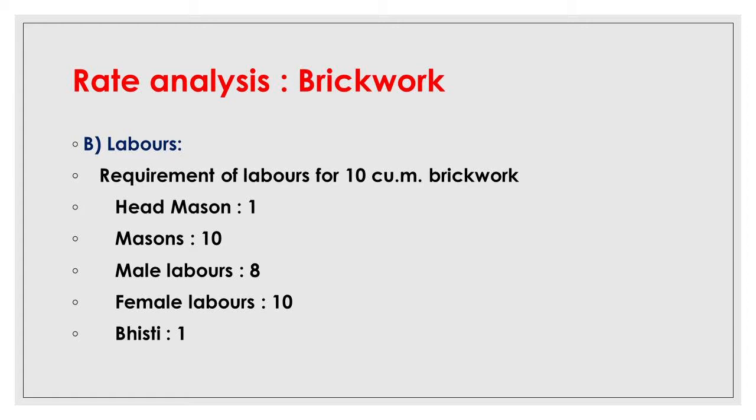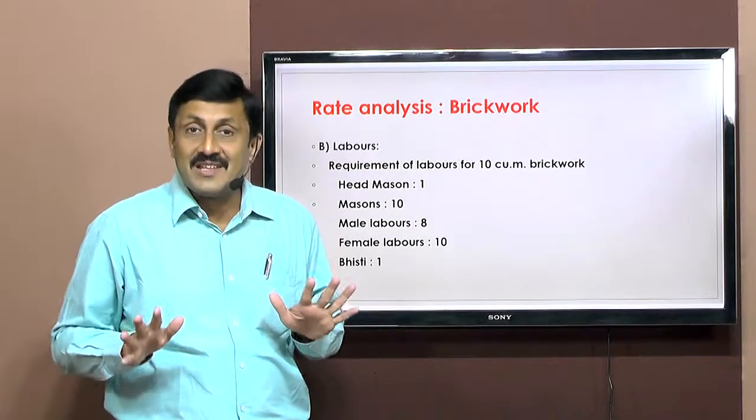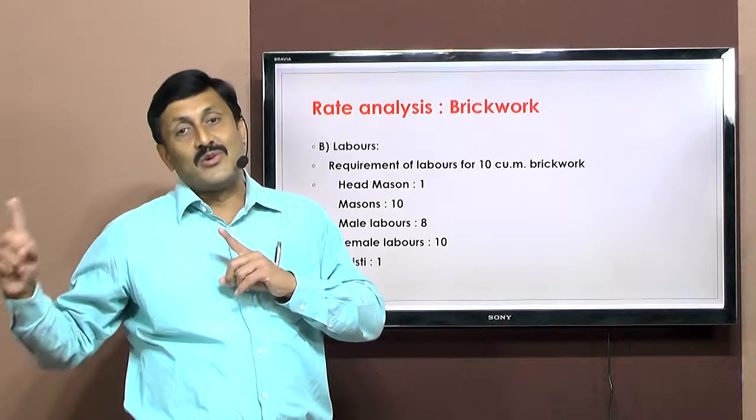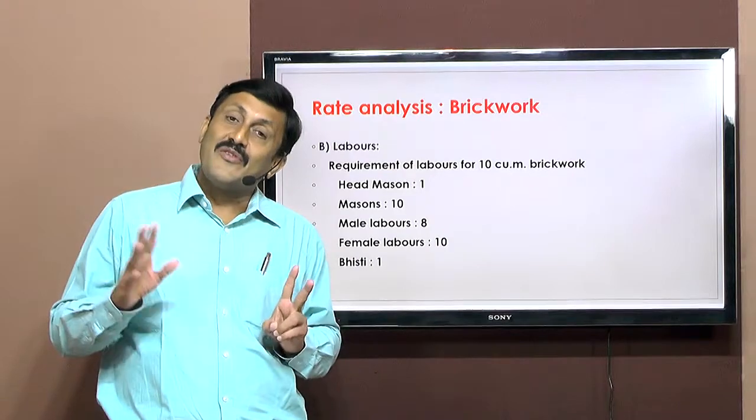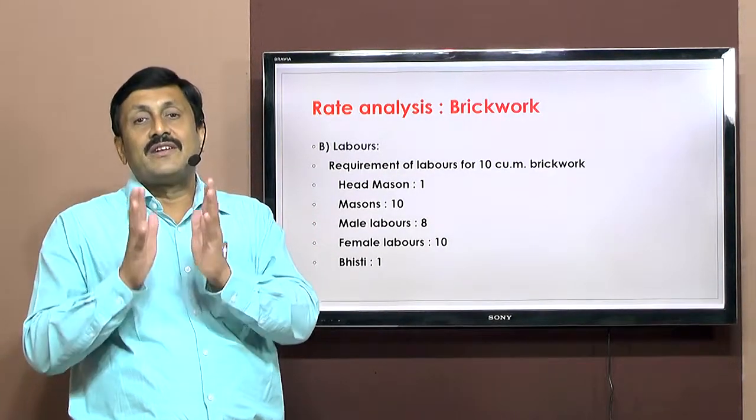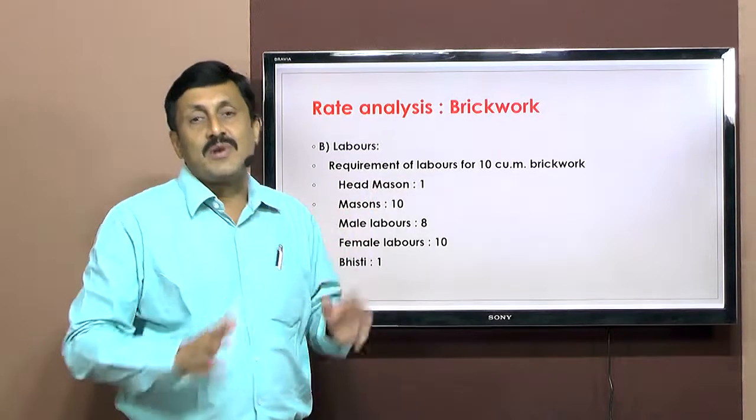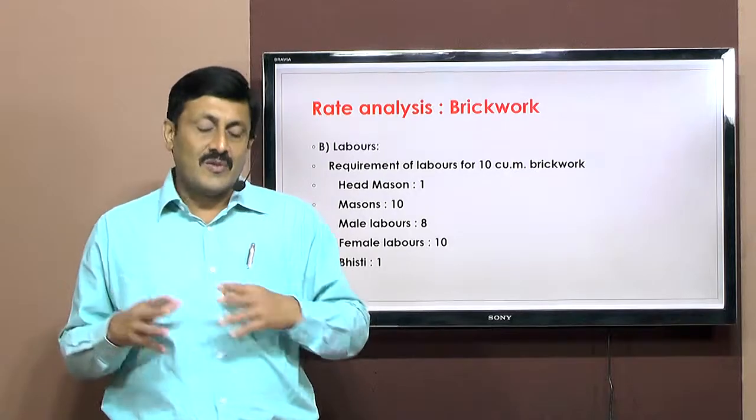Now 10 masons means how? If one mason is working, that mason will have to work for 10 days. If 5 masons are there, those 5 masons will have to work for 2 days. If 2 masons are there, those masons will have to work for 5 days. So finally or effectively, you will have to pay for 10 masons for this 10 cubic meter brickwork. Okay, so 10 masons are required.